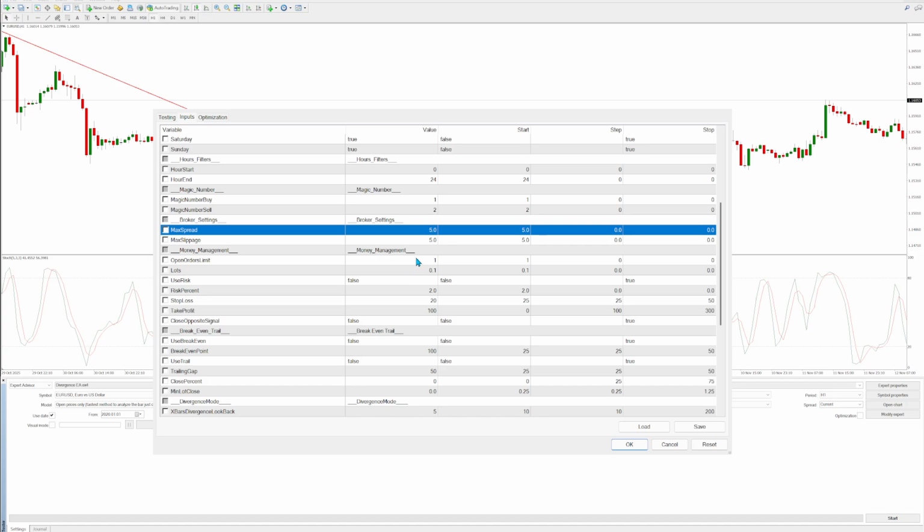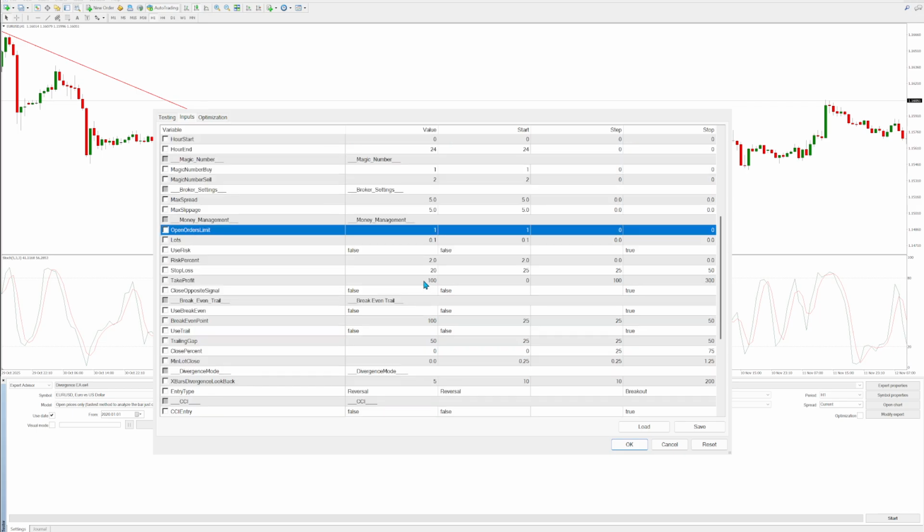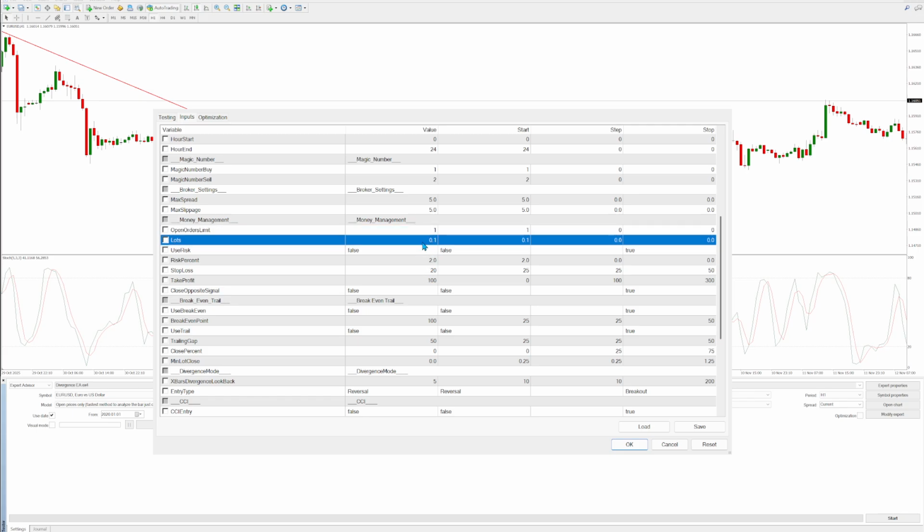So under the broker settings, we've got maximum spread and maximum slippage. Basically, if the broker spread or slippage is greater than these values in pips, the EA will not place a trade. This is to try and avoid unfavorable market conditions. Money management, so open orders limit defaults to 1 open buy or sell at any time. This is to help prevent duplicate trades.